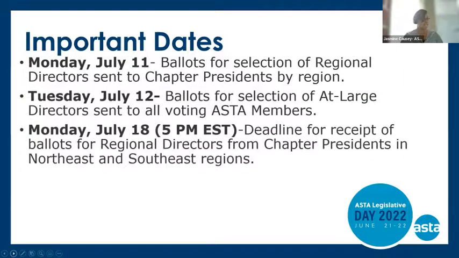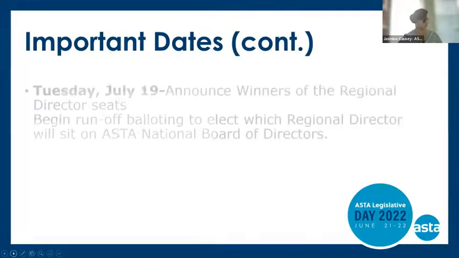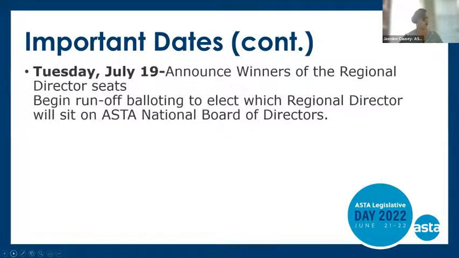On Monday, July the 18th, that is the deadline for the receipt of the ballot from July the 11th. So a week later, those ballots are due. On Tuesday, July the 19th, we'll announce the winners of the Northeast regional seat and the Southeast regional seat, and then we'll begin runoff balloting to elect which regional director will sit on ASTA's National Board of Directors.